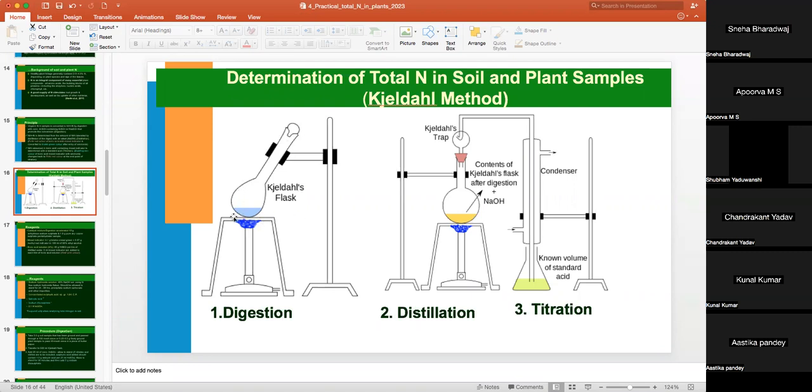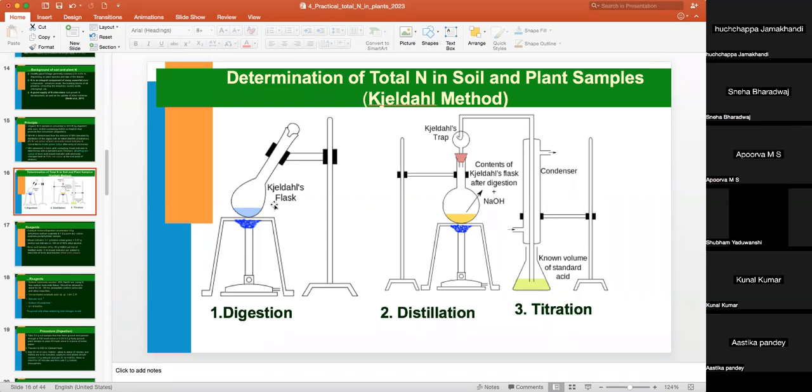So after digestion of soil sample, all kinds of nitrogen, whether it was organic nitrogen, ammonium nitrogen, or nitrate nitrogen, will be converted into ammonium sulfate. Means all the nitrogen, total nitrogen, has been converted into ammoniacal form in this digestion process. So here you have used salicylic acid and sodium thiosulfate. Two extra chemicals have been used.